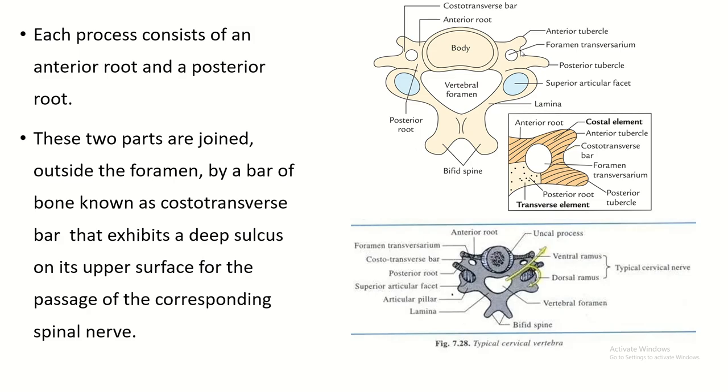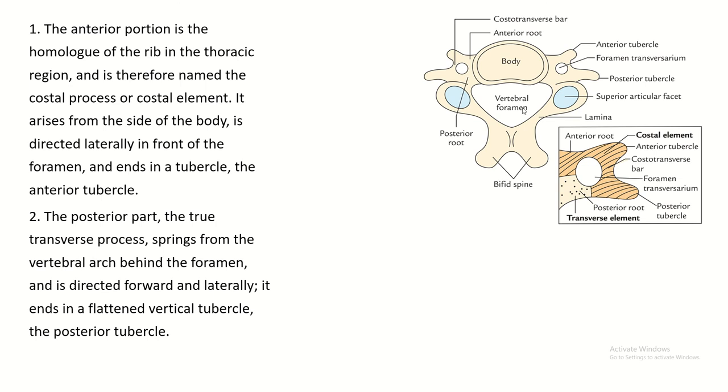Each transverse process consists of an anterior root and a posterior root, and the two parts are joined by a bar of bone known as the costotransverse bar, and it contains a deep sulcus which lodges the spinal nerve. The anterior portion is homologous to the rib in the thoracic region and is therefore named the costal process or costal element.